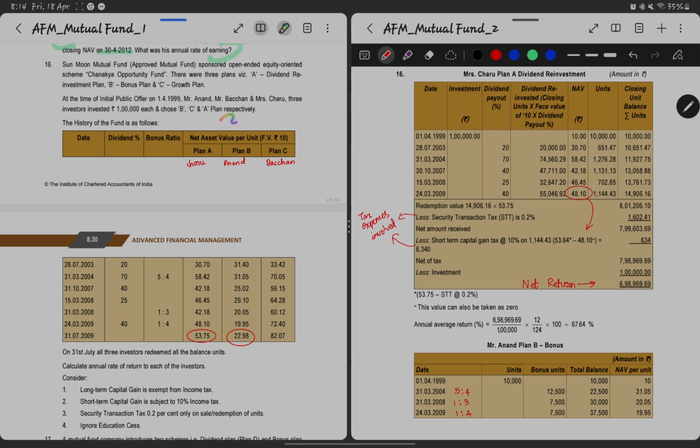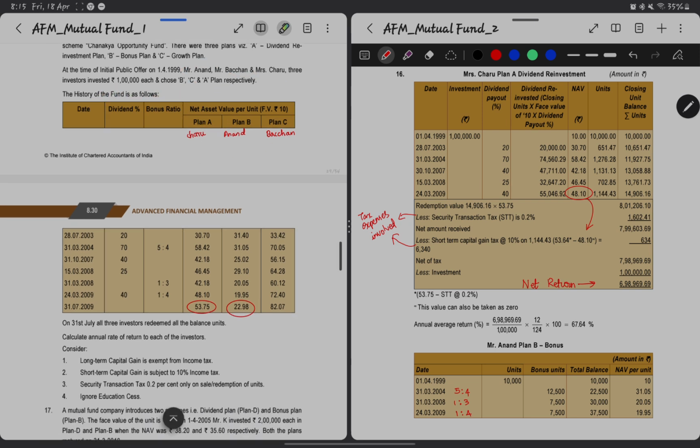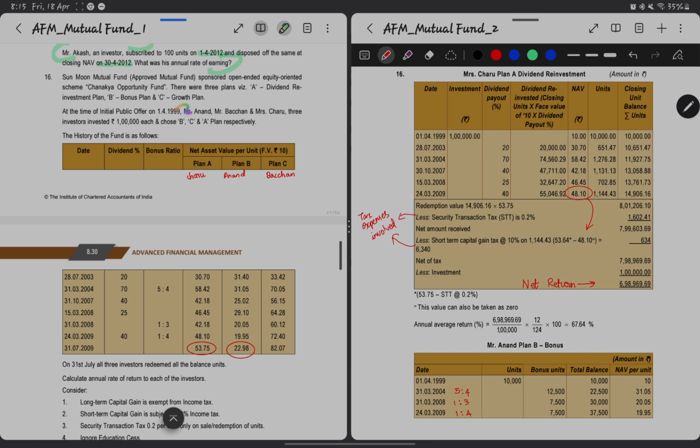1/4/1999, Mr. Anand, Mr. Bachchan and Mr. Charu, three investors, invested 1 lakh each and chose B, C and A plans. So Anand chose B, Bachchan chose C and Charu chose A. The history of the fund is given from 2003 till 2009, and the initial public offer was made on 1/4/1999, and at that time only those people invested.